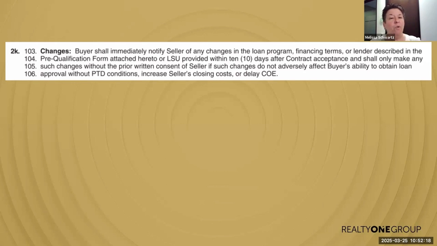So I think to your point, this is saying that any changes in the loan program financing terms attached here to, or the LSU provided. Now, you can deliver the LSU with those changes on it, because the LSU then trumps your prequal, okay? And it becomes the new standard.